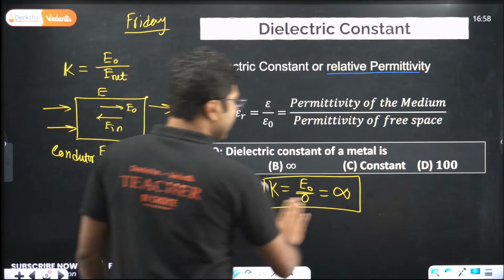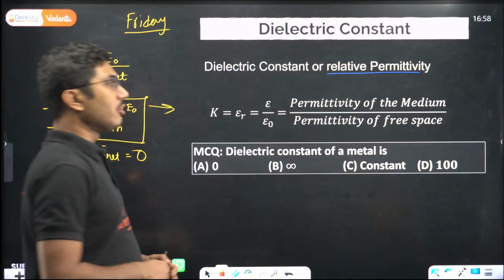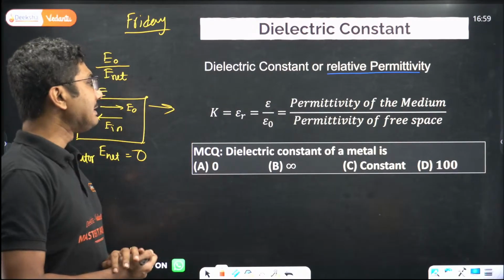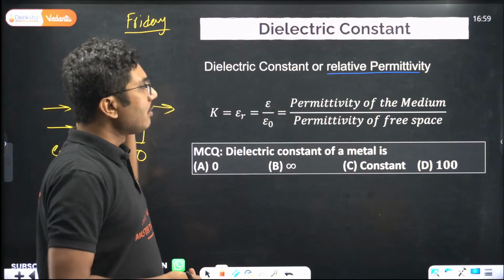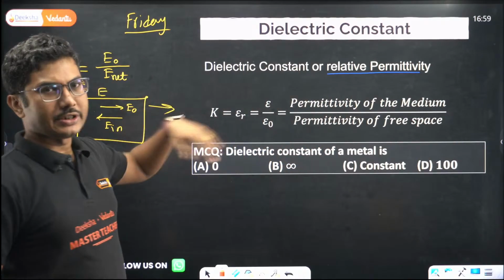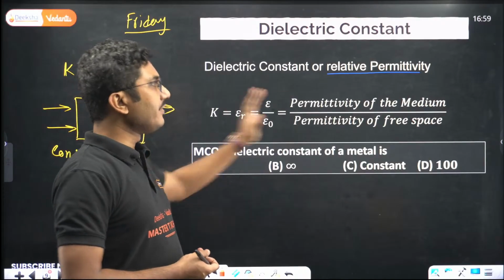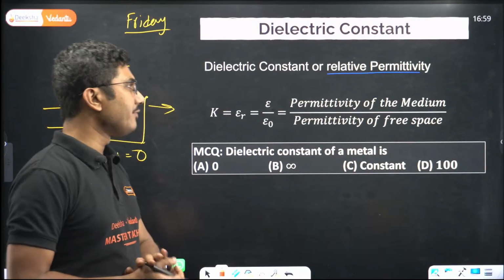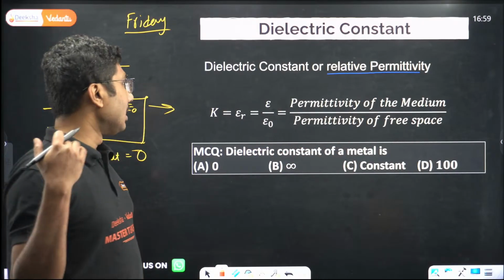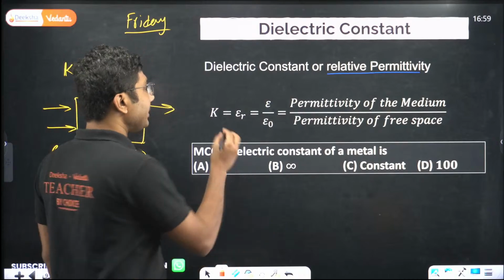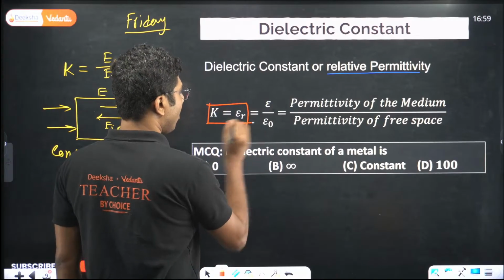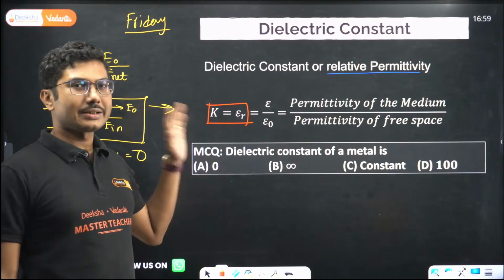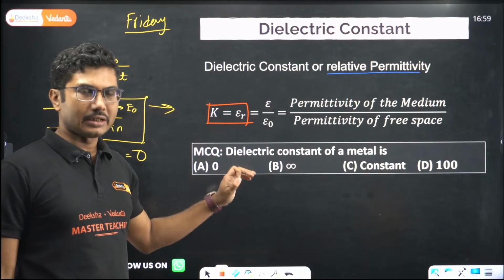Now we are discussing the dielectric constant or relative permittivity. So what is the basic definition of the dielectric constant? It is the permittivity of the medium, meaning how much electric field it allows through it, divided by the permittivity of free space. That is the dielectric constant of a particular medium. It is denoted by epsilon r or capital K. Relative permittivity and dielectric constant are the same thing.